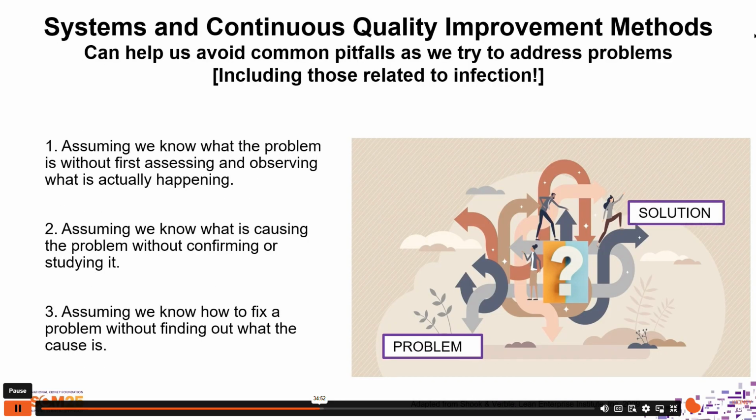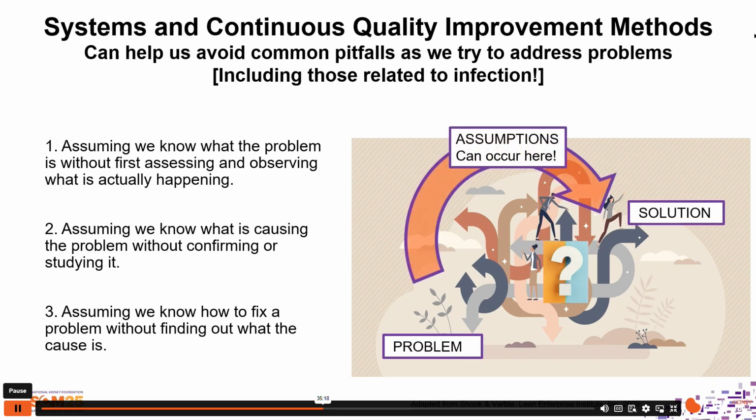So the reason why systems and quality improvement strategies can help us is because by using these methods, we can avoid pitfalls that stop us from truly solving the problem we want to solve. So 3 common pitfalls are listed here, and they all deal with making assumptions. Assuming we know what the problem is without actually observing what's happening, assuming we know what's causing a problem, assuming we know how to fix it because we know what the cause is when we actually don't. So getting from the problem to the solution with making assumptions is something that systems and quality improvement strategies can help us address.